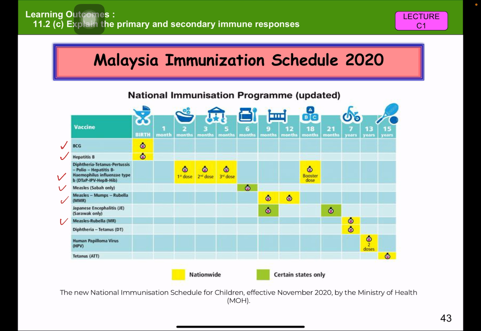At 21 months, the JE, and then when you are 7 years old, you have the measles, rubella, diphtheria, tetanus. When you are 13 years old, you will get the HPV vaccine, and the last one is when you are 15 years old, you will get the tetanus vaccine. So these are the Malaysia immunization schedule, the national immunization program, the latest updated schedule.